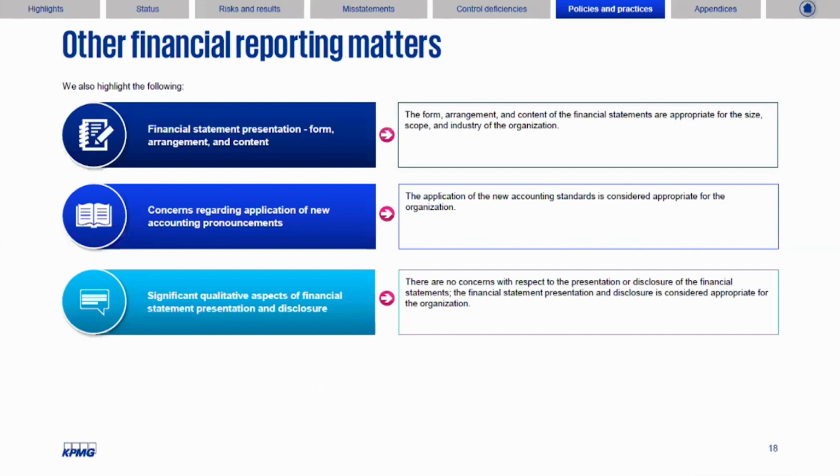And then on the last page, we note that the form, arrangement, and content of the financial statements are appropriate for the size, scope, and industry of the organization, and that the accounting standards have been appropriately applied. The remaining slides are just the appendices, and those are for your information. But if you have any questions, we can take those now.